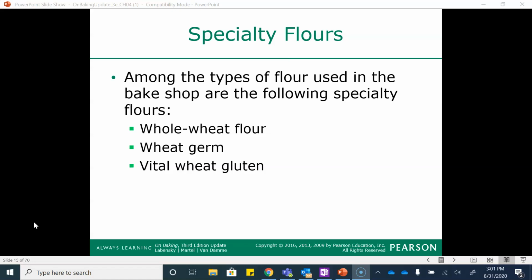The granulation size of wheat flour varies from fine to coarse, depending on the manufacturer. A finer grind will absorb more water, therefore it's important to adjust formulas accordingly depending on the whole wheat flour used.